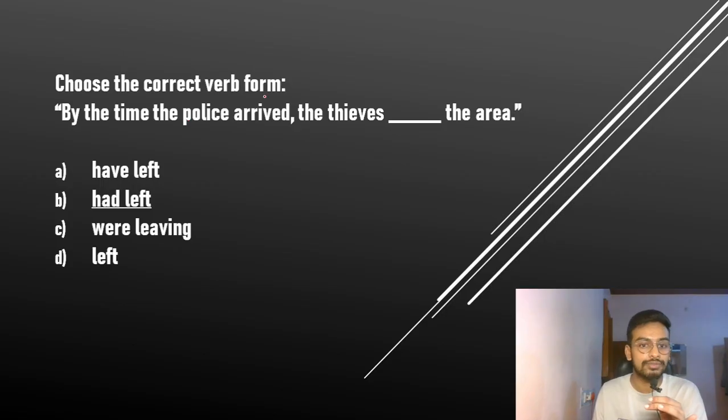Now next, choose the correct verb form. By the time police arrived, the thieves blank the area. The options are have left, had left, were leaving. We have to choose the correct verb, and this can't be the answer. The sentence is in past tense, so this can be the answer. By the time police arrived, the thieves had left the area. This is the correct answer, the correct option.